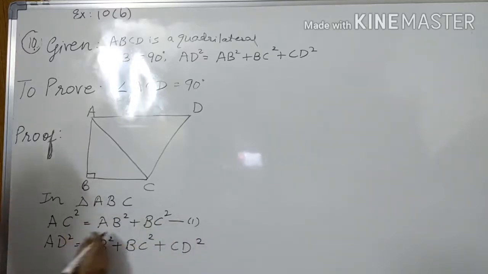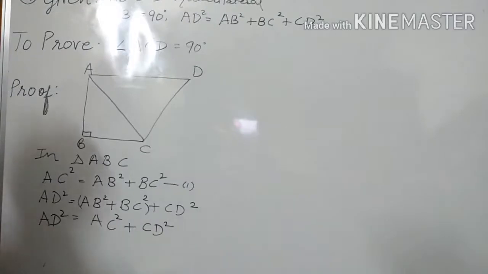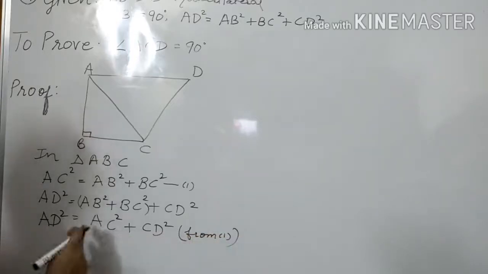But students, here, what is AB square plus BC square? That is already given as AC square in result number 1. So I can write instead of this bracket AC square plus CD square. So here I get AD square is equal to AC square plus CD square. Now, from where have we written this? From 1. So in bracket we will write the reason that this bracket is equal to AC square.